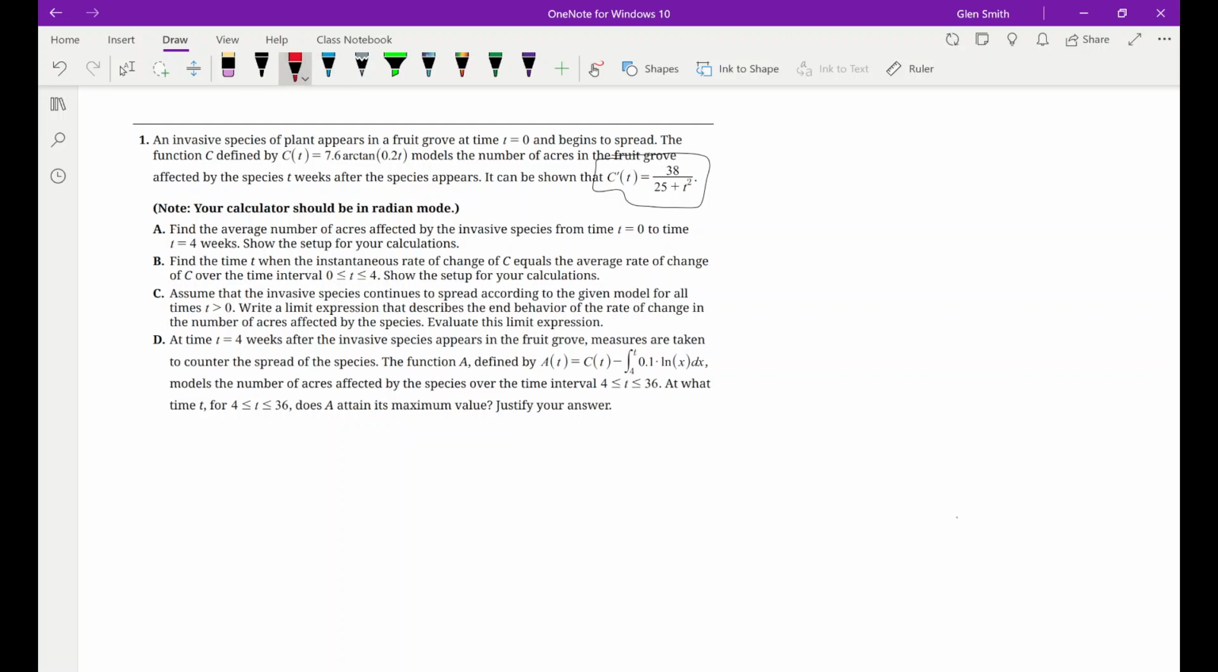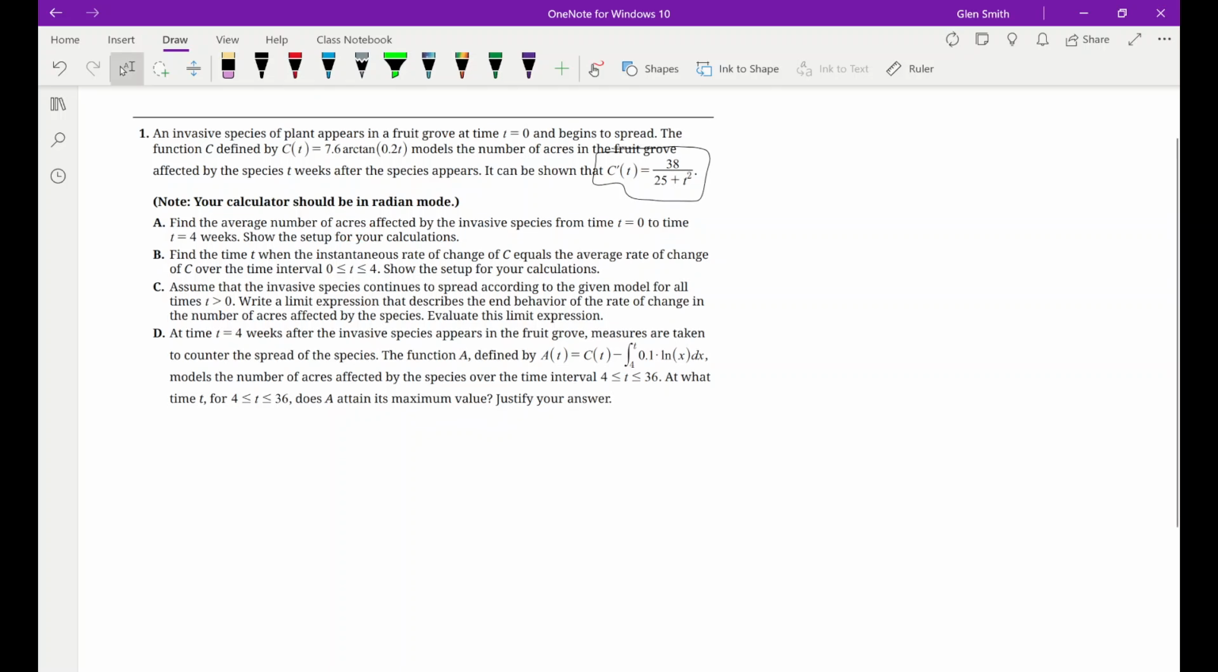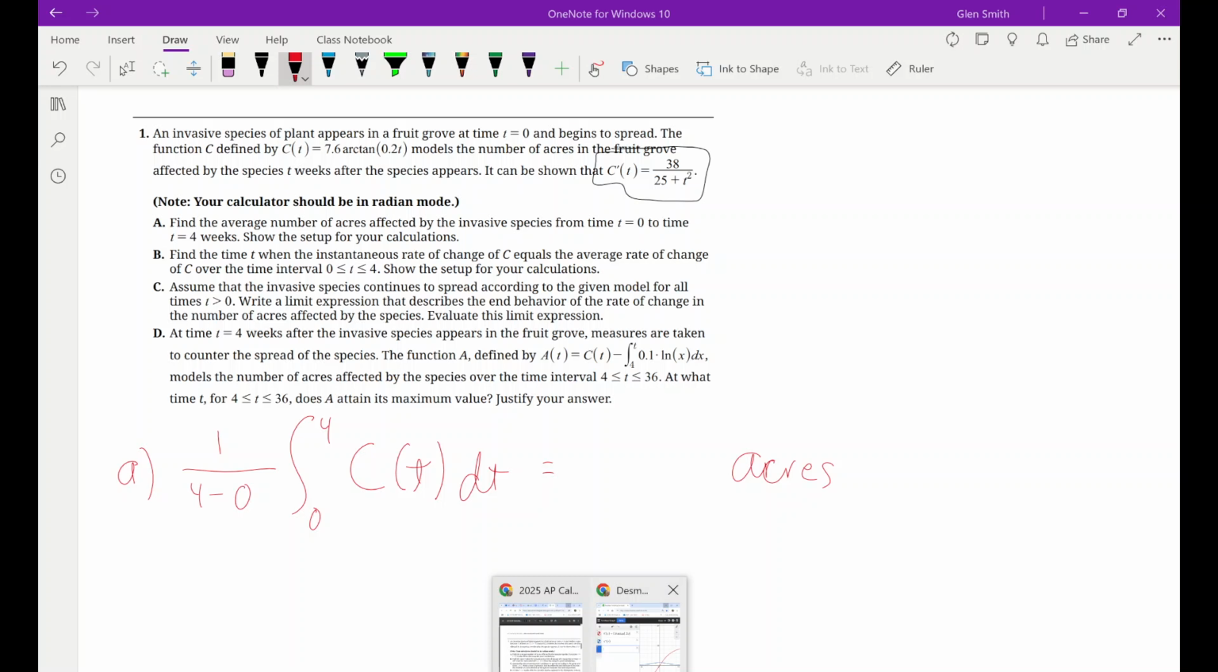And the first question is find the average number of acres, so we're looking for acres, affected by the invasive species from 0 to 4. So for part A, all they are hoping to see is 1 over 4 minus 0 times the integral from 0 to 4 of C of t dt. And the units on this are going to be acres.